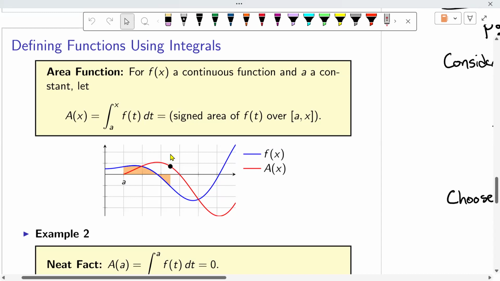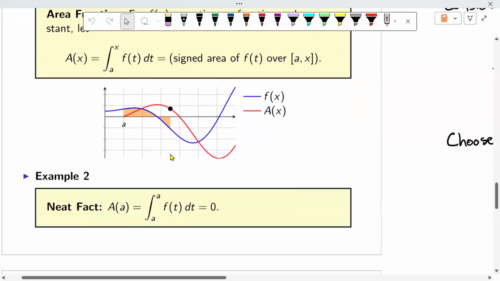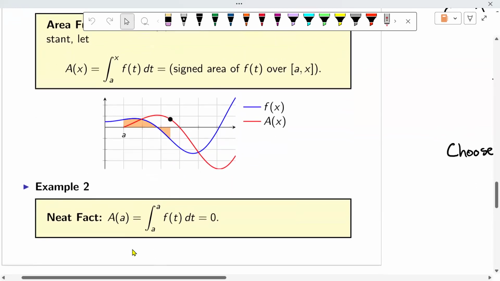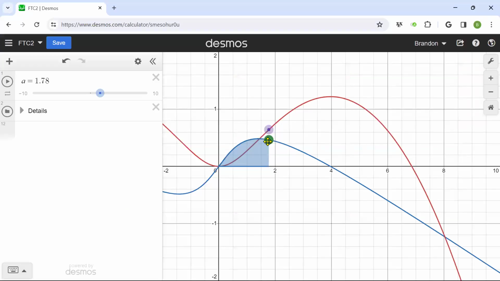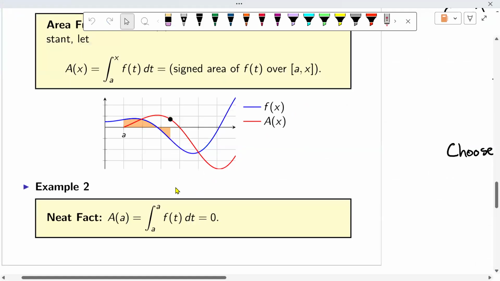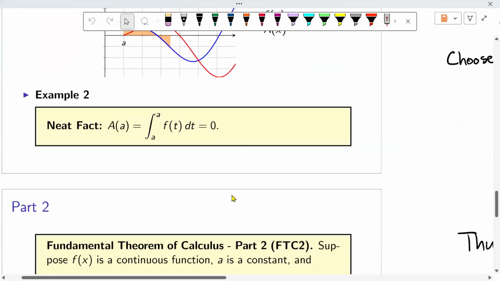Now, one of the interesting things we can do, well, first of all, I have a neat fact here. The area function at little a right here, it's always going to be 0. You can see that in the Desmos animation. If I move this over here, right there, if I'm not really getting any shaded region, the area is 0, so the area function is 0. And so this is always true. Important to keep in mind.